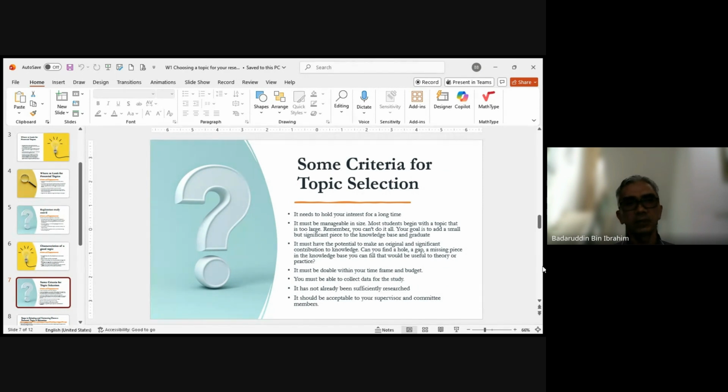Again, topic selection. It must hold your interest for a long time. When you say interest, the slide tells about interest. In other words, for me, it's about your passion. You must have interest, passion. Believe me, if you have interest plus passion, that will be your internal motivation for you to finish your journey.